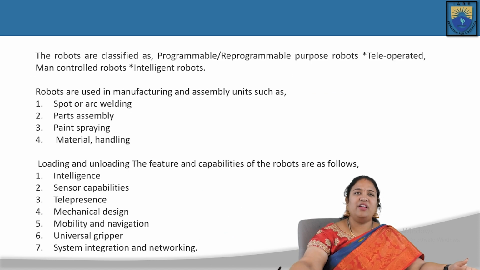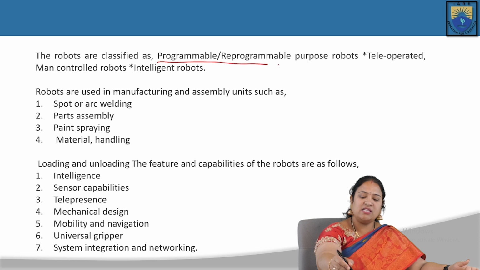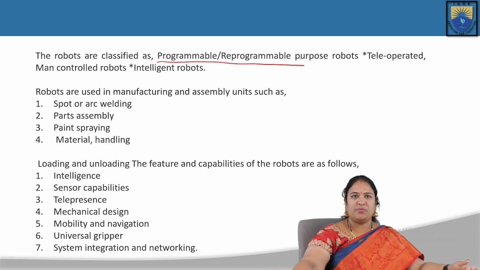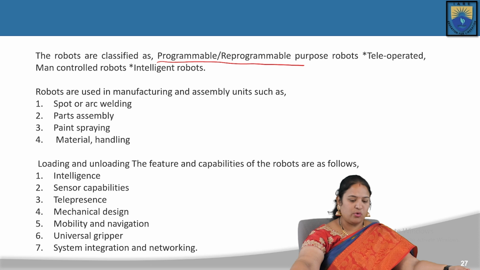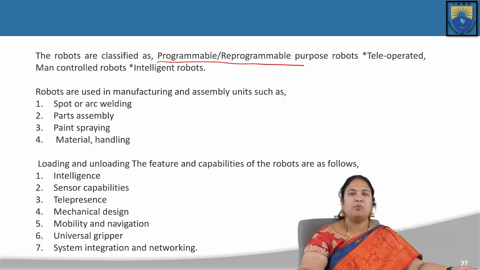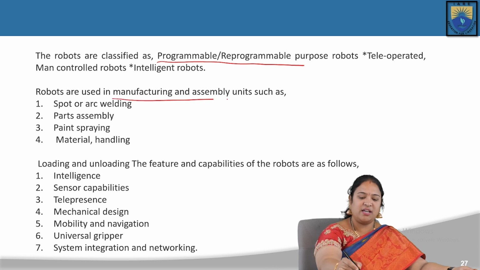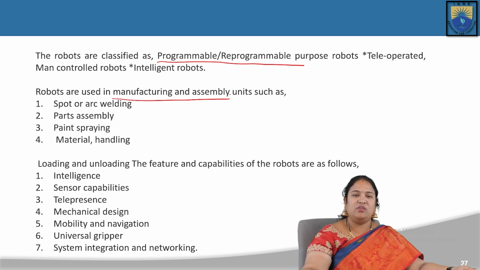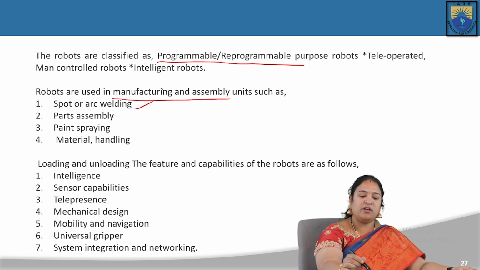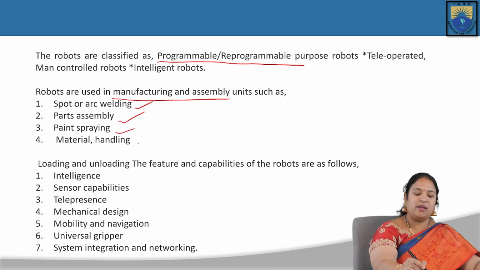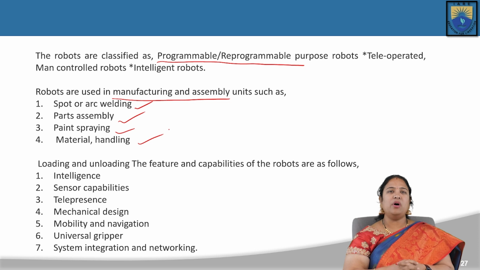Next, where and when these particular robots can be used. That is, the robots have been classified as programmable as well as reprogrammable robots. So where can these programmable and reprogrammable robots be used? They can be used in manufacturing and assembly units, such as spot and arc welding. We can use them for part assembly. We can use them for spray painting and material handling. How are we using this?